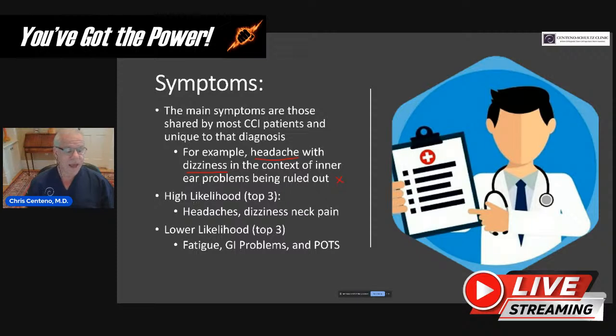And then we get to top 3 symptoms. If you do a phone review with me or a telemedicine review, you'll probably hear me constantly asking the patients, what are your top 3 symptoms? It's not that people with things like fatigue, GI problems, and POTS don't have CCI. It just means that if you give me those 3 top symptoms, it's going to be a little bit more confusing and a little harder to get to a CCI diagnosis.